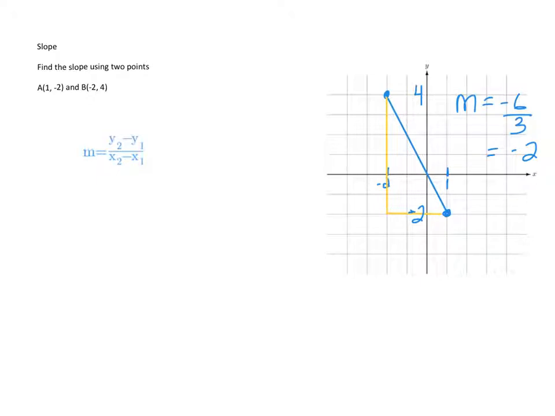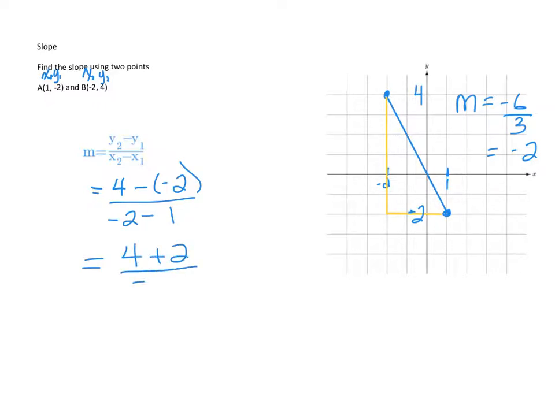So to make sure that I don't make a mistake, I usually label my points. So I get x1, y1, x2, y2, and then I can sub those into the correct spots. So if I take a look here, slope equals, and I get y2 is 4 minus y1, which was -2, all over, and I get x2, which was -2, minus x1, which is 1. And I go and I solve this. That'll be 4 plus 2, all over -3.